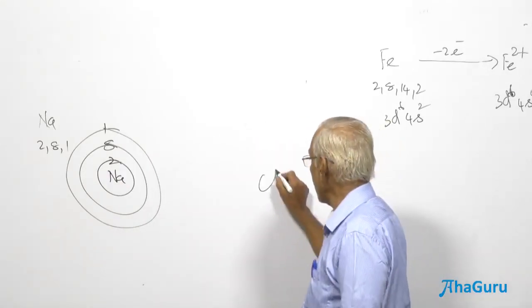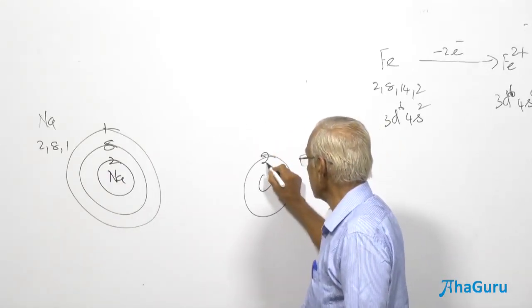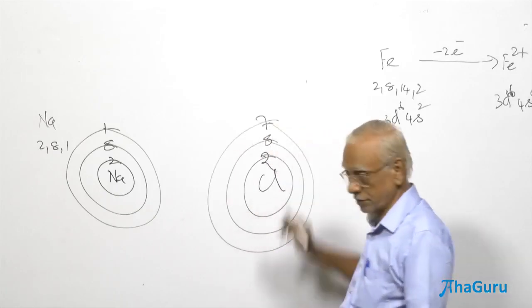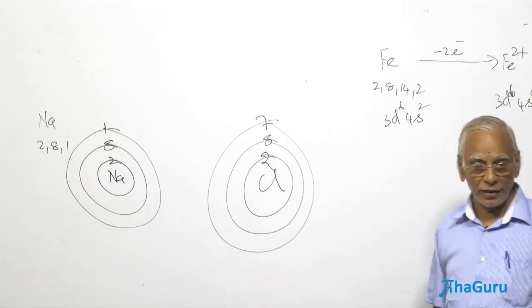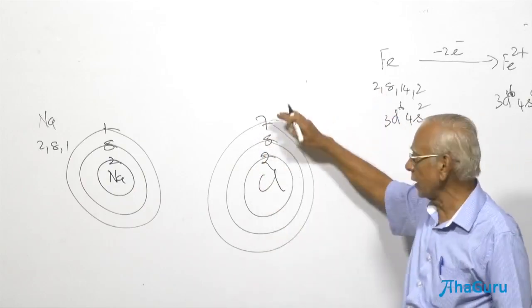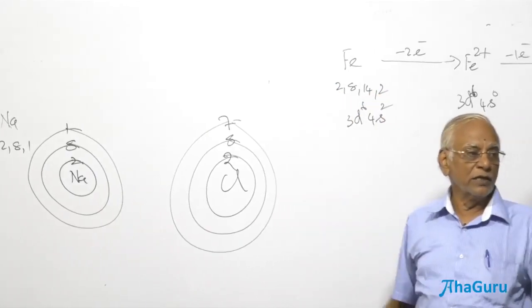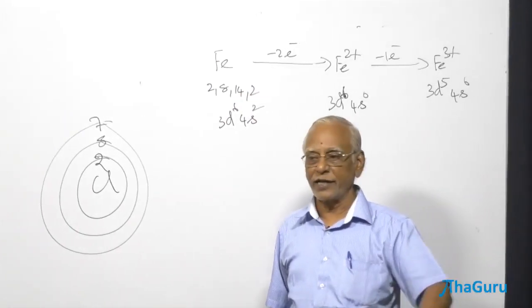Chlorine, on the other hand, is considered an electronegative element. The electronic configuration is 2, 8 and 7. There are two ways of getting the octet here, either add one electron or remove all the 7 electrons. It's always easy to add one electron, therefore chlorine is considered an electronegative element.